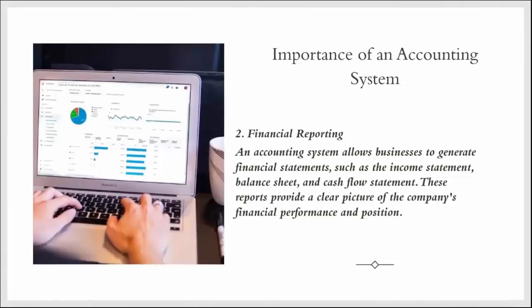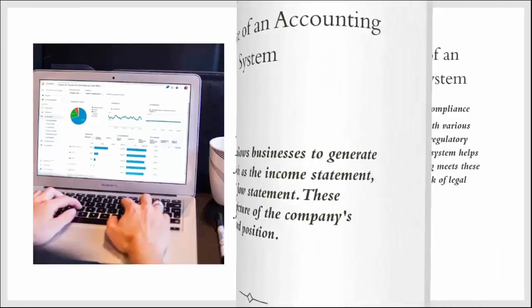2. Financial reporting. An accounting system allows businesses to generate financial statements, such as the income statement, balance sheet, and cash flow statement. These reports provide a clear picture of the company's financial performance and position.